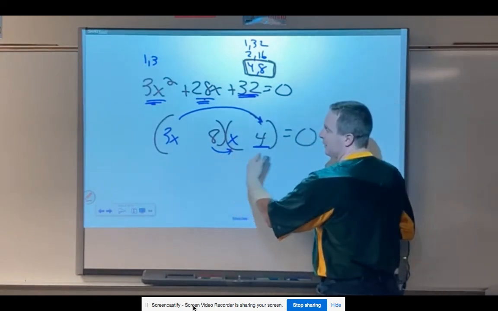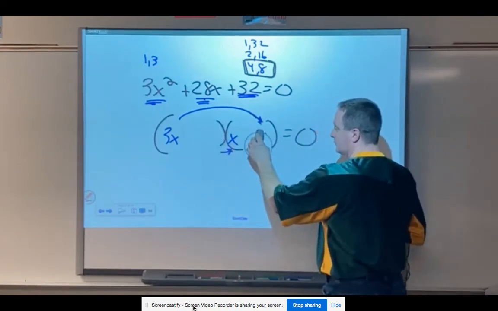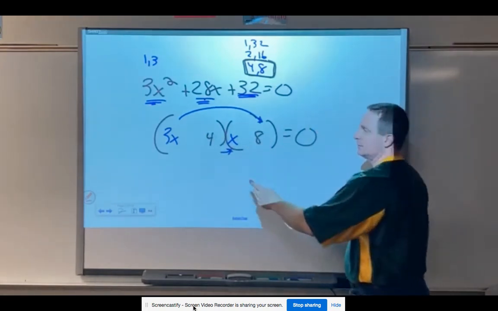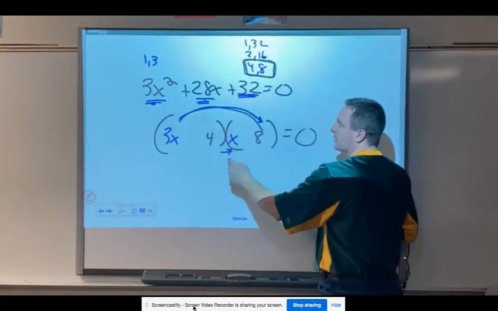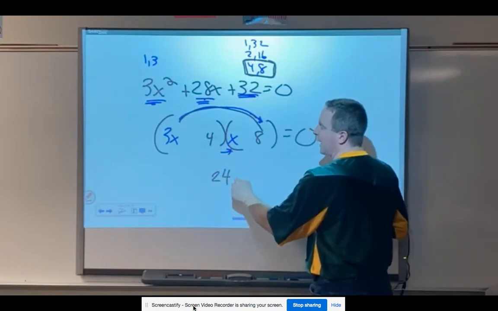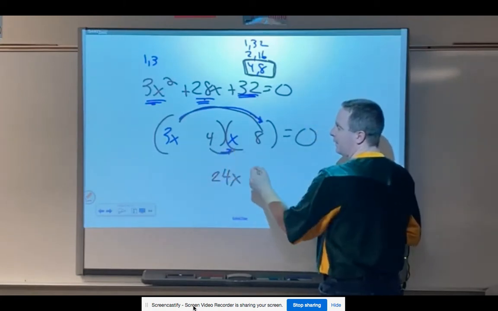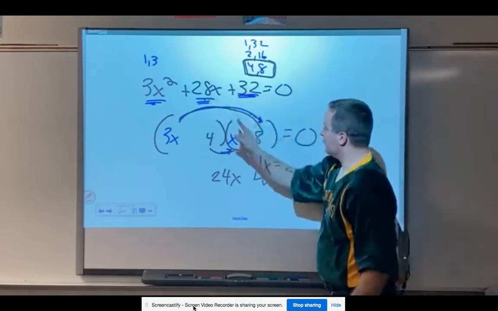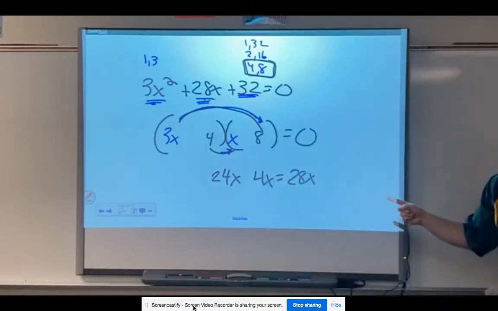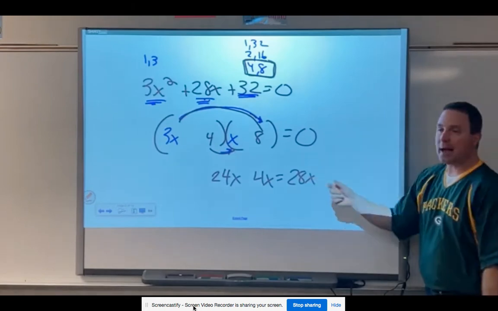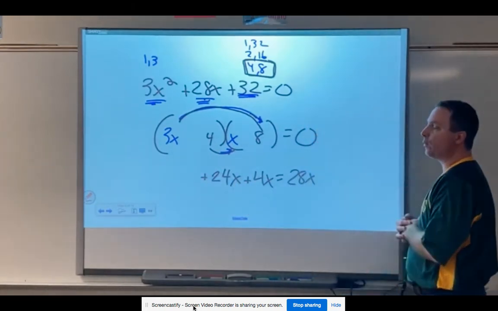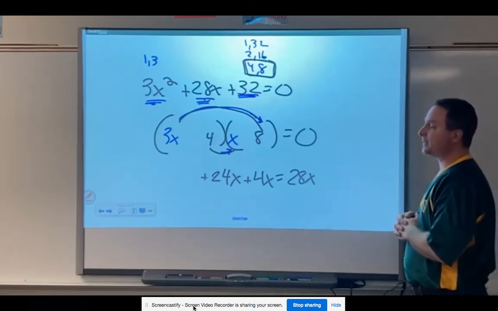Well, let's try flipping the 8 and the 4 the other way around. Let's try putting 4 here and 8 there. Let's see what that does. Okay? There's 24x, and 4 times x is 4x. Can I get positive 28 using those two numbers? Yeah, liking that. And since it's a positive 28, I think I need a positive 24 and a positive 4. Let's go back and put my signs in last here.